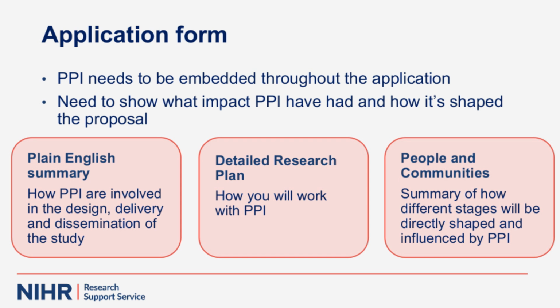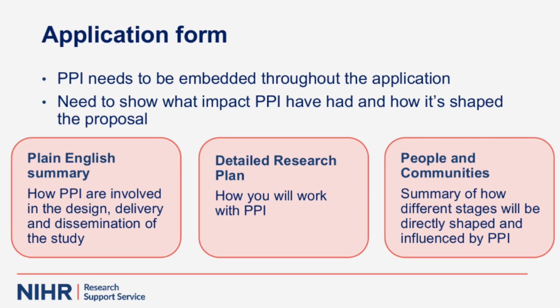In your application, there are 3 main sections where you are expected to write about PPI. These are the plain English summary, the detailed research plan, and the people and communities section. In the plain English summary, include how PPI are involved in the design, delivery, and dissemination of the study. The summary needs to include how the proposal has been shaped and will continue to be shaped by PPI. And you'll need to ensure that this is a reading age of 9 to 11 years, and you can involve your PPI in writing and reviewing the plain English summary.